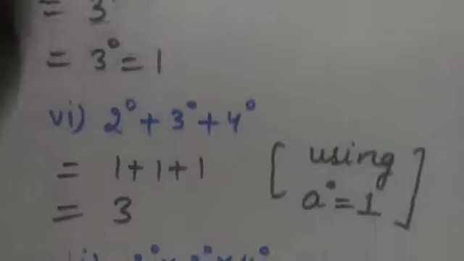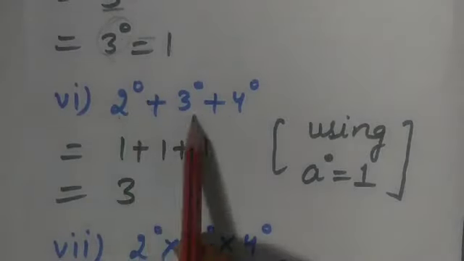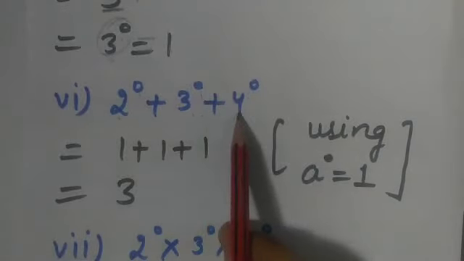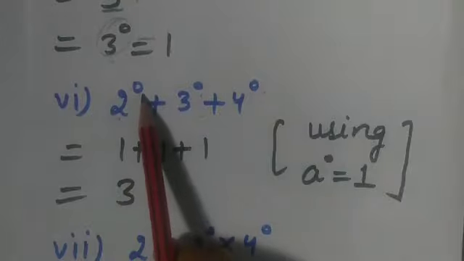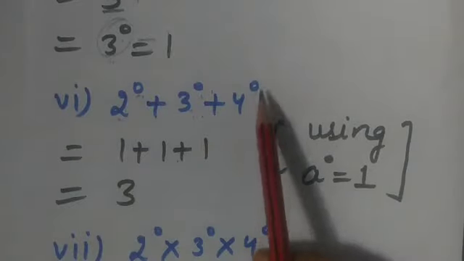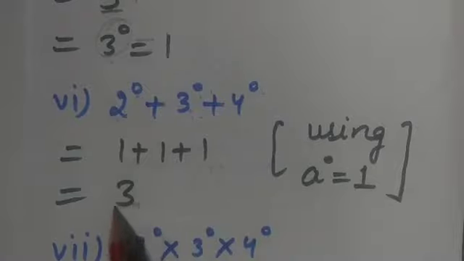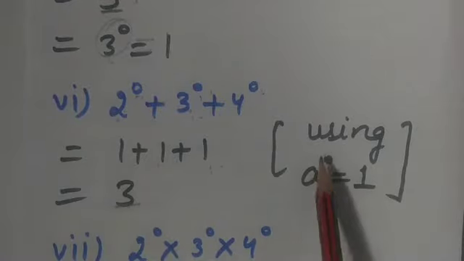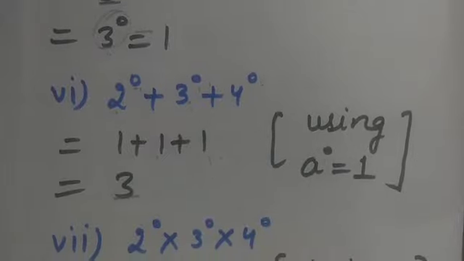Come to part 6. We have to find the value of 2 raised to the power 0 plus 3 raised to the power 0 plus 4 raised to the power 0. We know that any number raised to the power 0 is always 1. So 2 raised to the power 0 is 1, 3 raised to the power 0 is 1, 4 raised to the power 0 is 1. So 1 plus 1 plus 1 is 3. Which law have I used? That is a raised to the power 0 is equal to 1.